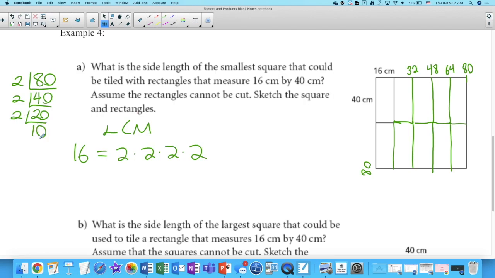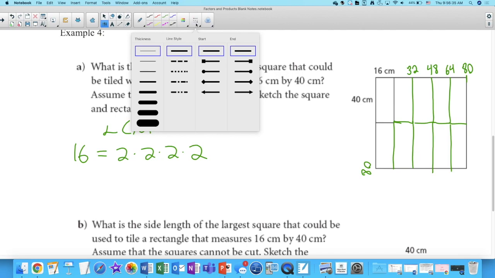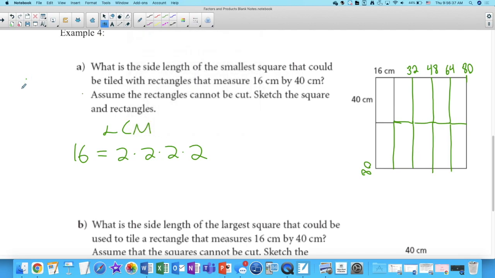Okay, so 16, no, 80. Wait, where did I make my mistake? I'm not prime factorizing 80. I'm prime factorizing 40. That's the size of the length of these rectangles. Okay, there we go. Did anyone know that I was making that mistake? Please, yell at me, throw something at me, whatever you need to do.